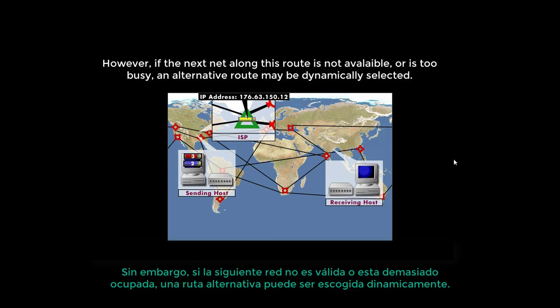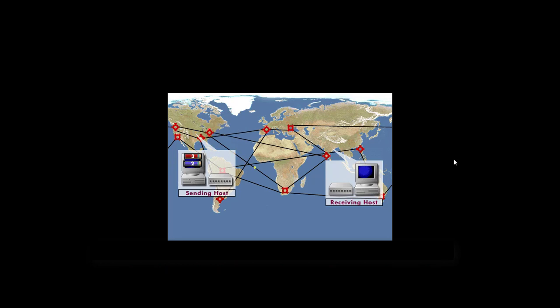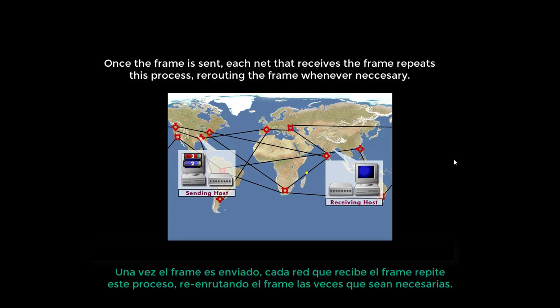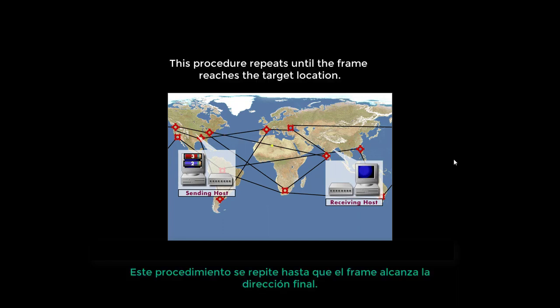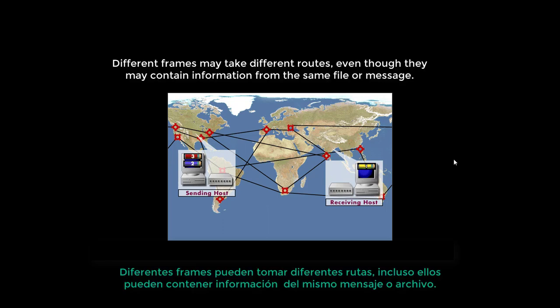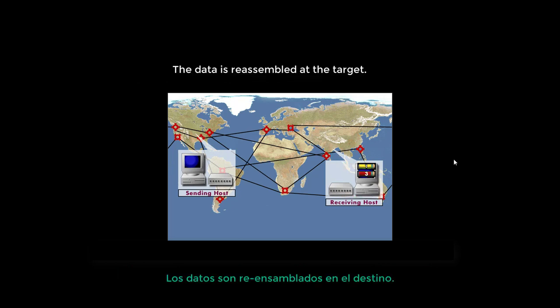However, if the next net along the route is not available or is too busy, an alternate route may be dynamically selected. Once the frame is sent, each net that receives the frame repeats this process, rerouting the frame whenever necessary. This procedure repeats until the frame reaches the target destination. Different frames may take different routes, even though they may contain information from the same file or message. The data is reassembled at the target.